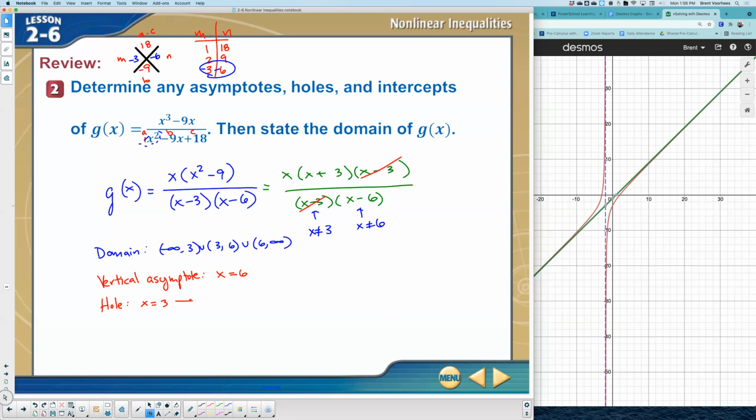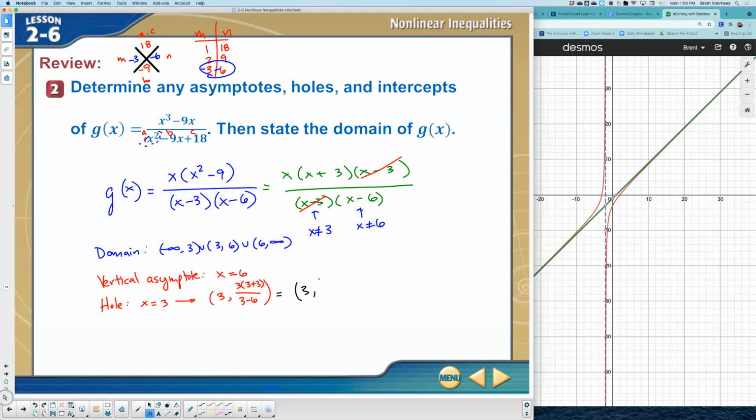Now, with a hole, oftentimes you will actually find the exact location, and you would put 3 into the simplified equation. So if I plugged in 3 for x, it would be 3 times 3 plus 3, divided by 3 minus 6. That'll be the point. Let's simplify that. 3 plus 3 is 6.